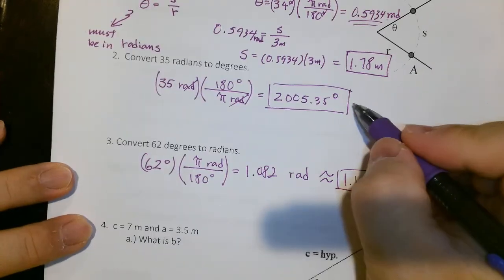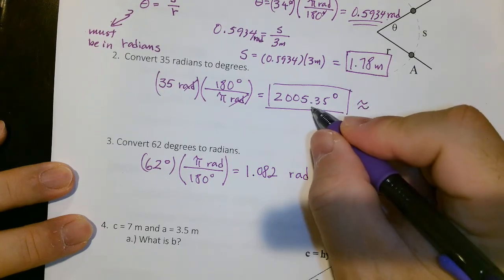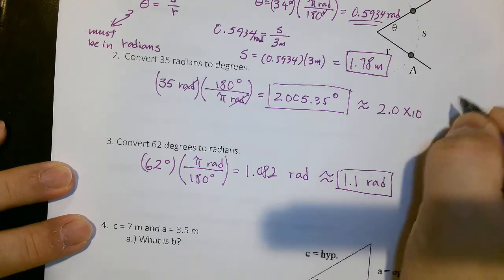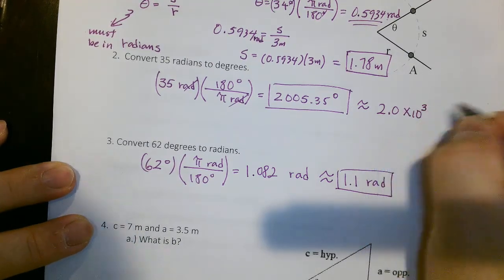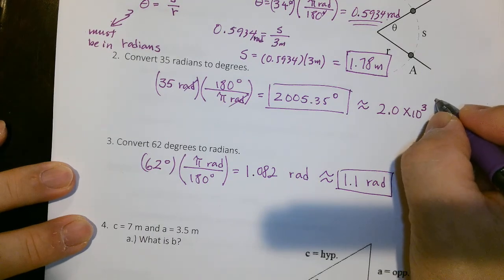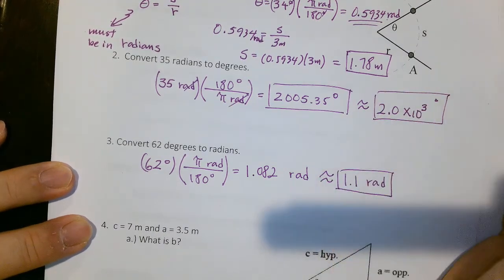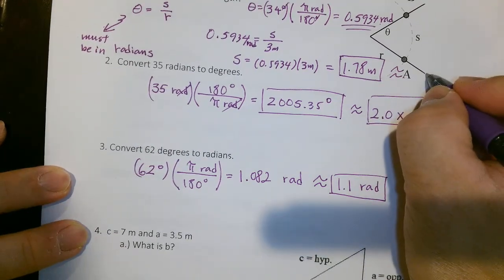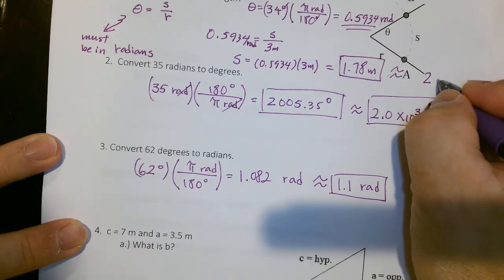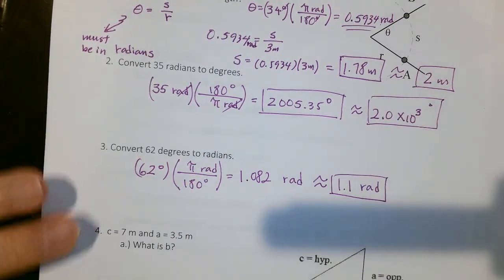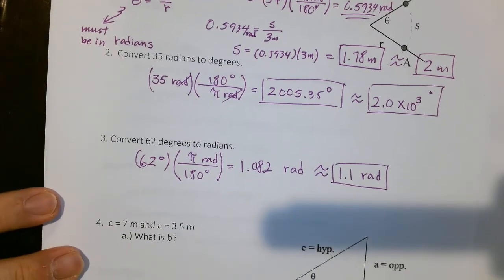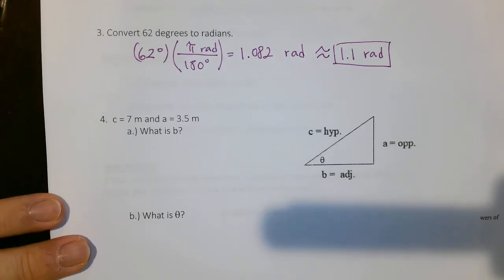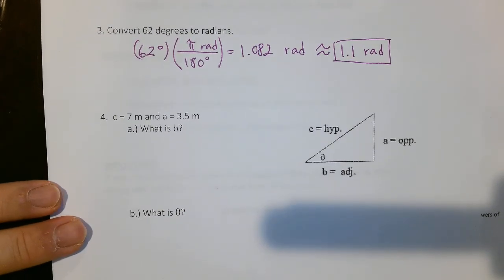If you were to do correct sig figs on this, right, this should be 2.0 times 10 to the third degrees, right? And for this one, the correct sig fig would be 2 meters. This is the only chapter I'm going to go nuts with sig figs. After this chapter, just round your answer to 2 decimal places, and I'd be happy.